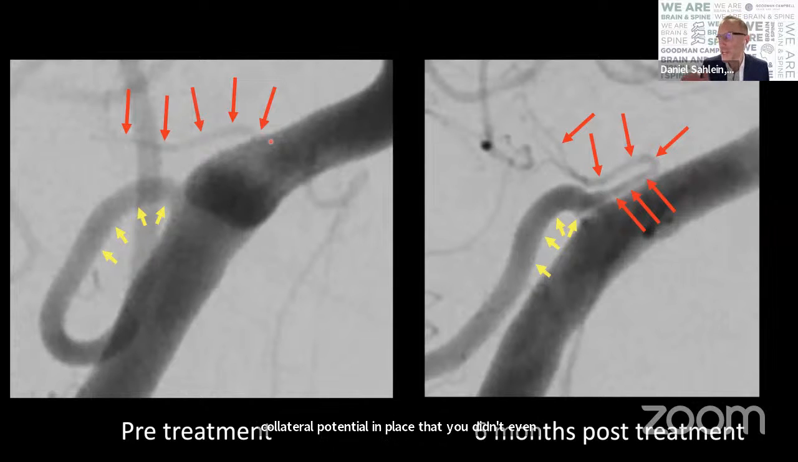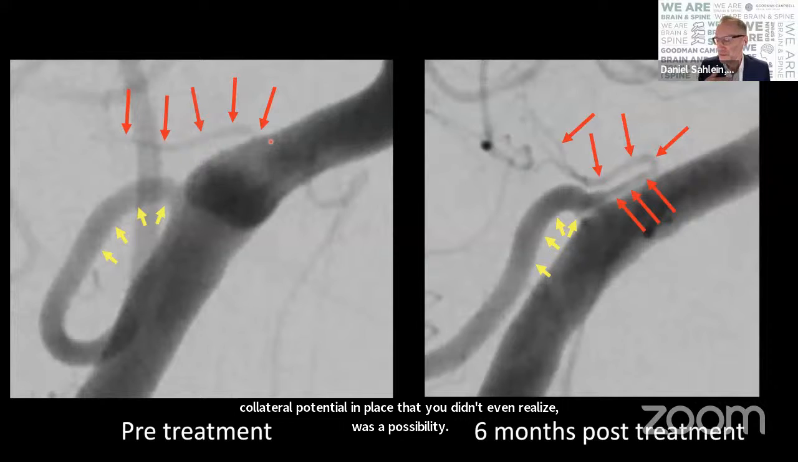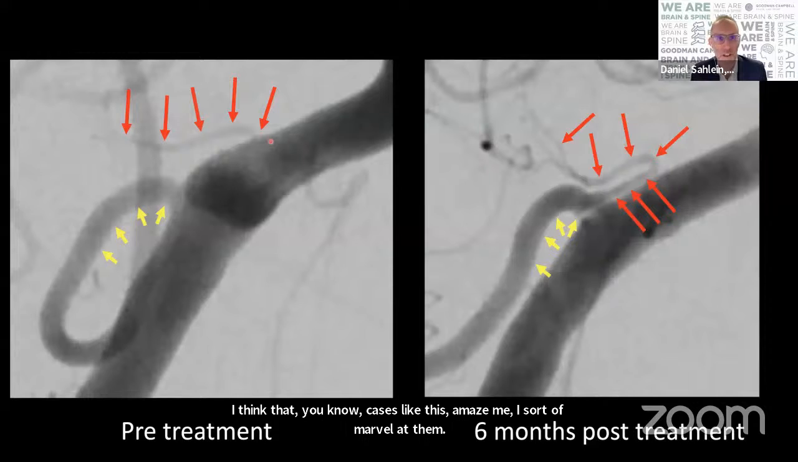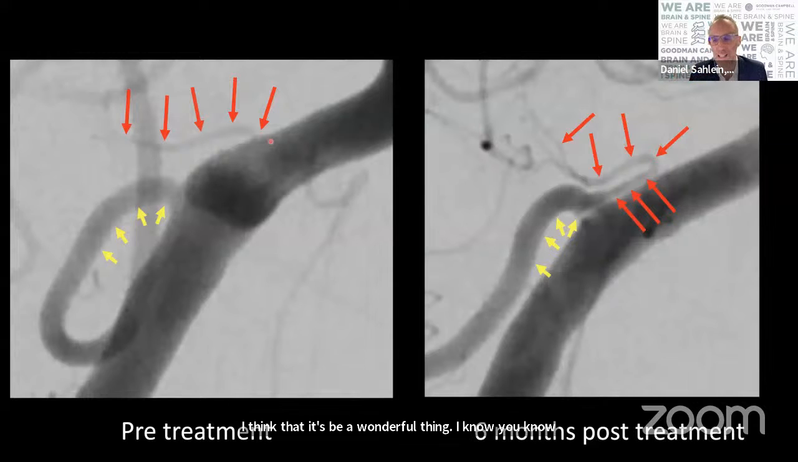And cases like this amaze me. I sort of marvel at them. I think that it's a wonderful thing. I know you have a high power program. I know you have extremely brilliant trainees in your program.